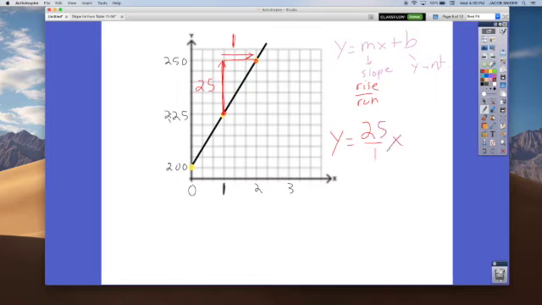Now where's my y-intercept? That's the other part that I need. It's down here at 200. So how do I do at the end? Just put 200. I can rewrite it if I need to. 25x plus 200. Easy enough? Remember that from last week.